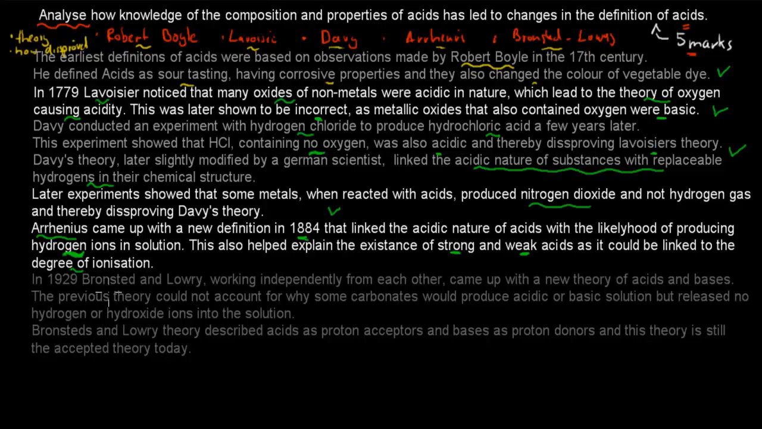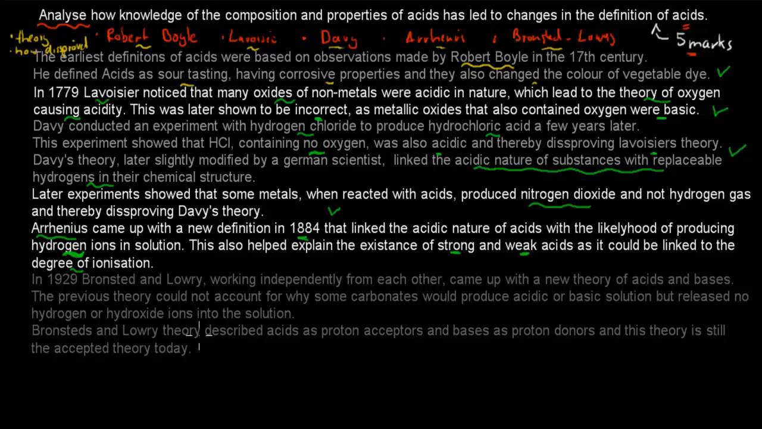In 1929, Bronsted and Lowry, working independently from each other, came up with a new theory of acids and bases. Now I'm going to talk about why the old theory broke down. The previous theory could not account for why some carbonates would produce acidic or basic solutions but released no hydrogen or hydroxide ions into the solution. So even though there were no such ions in solution, it was still acidic or basic, disproving that it has to be the hydrogen ions or hydroxide ions which cause them to be acidic or basic. That disproved Arrhenius' theory, and then obviously Bronsted and Lowry came up with a new one.